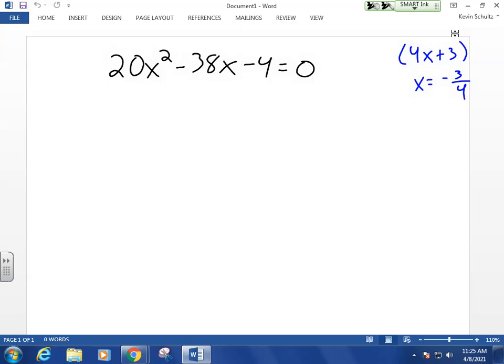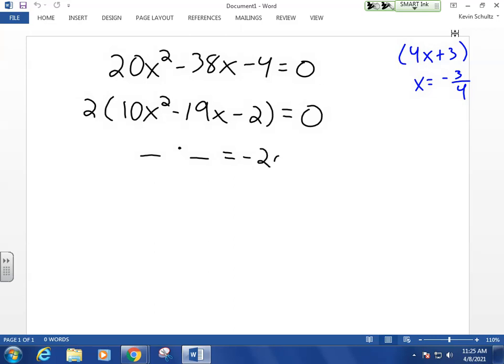So this one, there is a greatest common factor. So your first step, if you choose to factor, will give x squared minus 19x minus 2. If you didn't factor it out, that's okay. Your numbers are going to be a little bit larger that you are working with here. But now you're looking for two numbers that multiply to equal negative 20, which is the product of A and C, 10 and negative 2. And then those same two numbers add to be our middle term of negative 19.